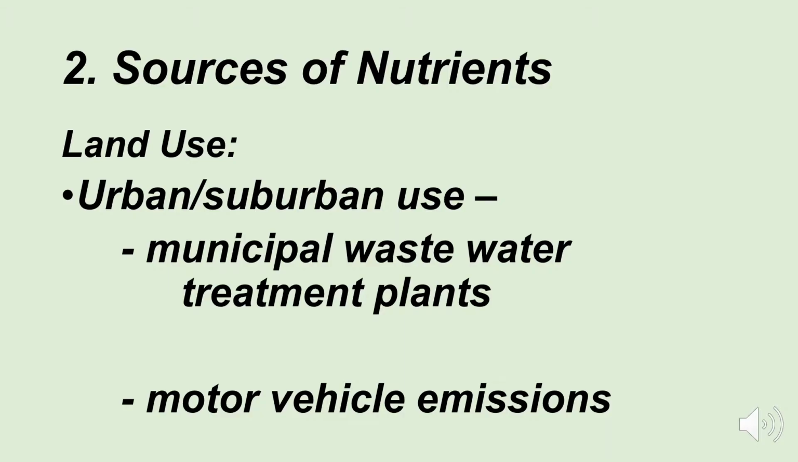We stay with land use. If we take a look at the urban-suburban use, we have municipal wastewater treatment plants. If they don't effectively remove the inorganic nutrients, nitrogen and phosphorus, we end up with nutrient pollution of waters. Our motor vehicles, they emit some nitrogen. When it rains, that nitrogen that's left on our paved surfaces washes off as stormwater and enters the surface body of water.